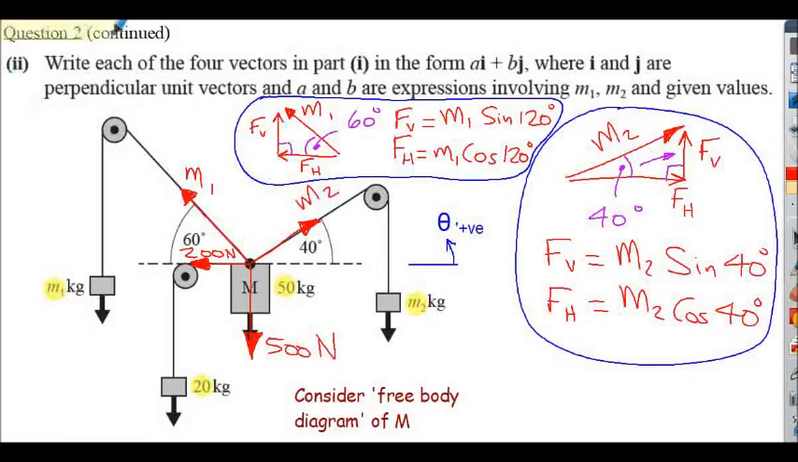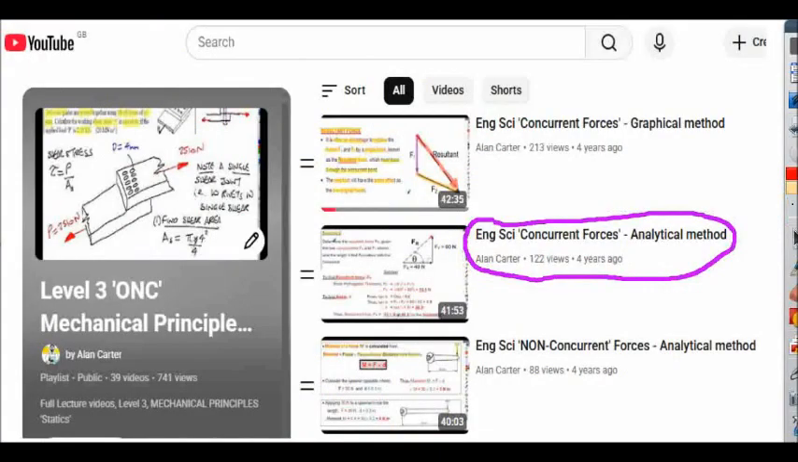So question 2 continued. This is part 2. This is actually a slide from our lecture. I've just shown how to resolve 2 of the forces here for m2 and m1. They're resolved into their vertical and horizontal components. And again, on our YouTube channel, there is a specific lecture related to what are called concurrent forces, using the analytical method of resolving forces into their x and y components. Again, that's just for background reference.